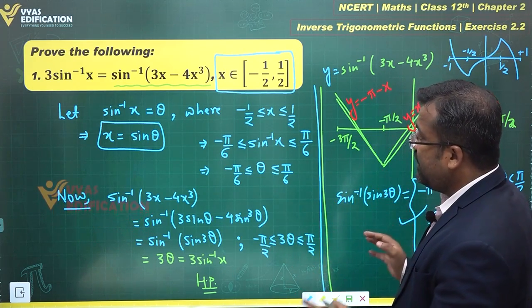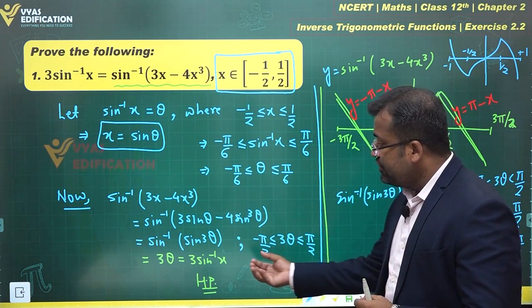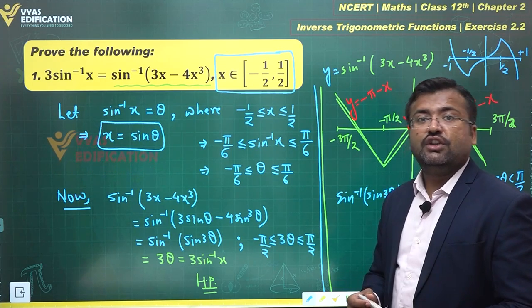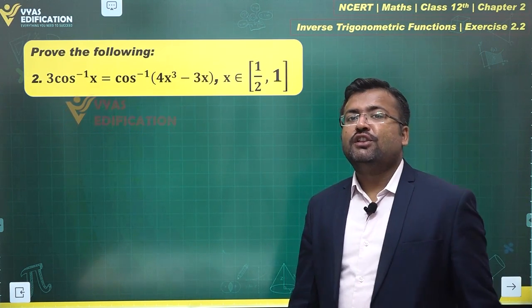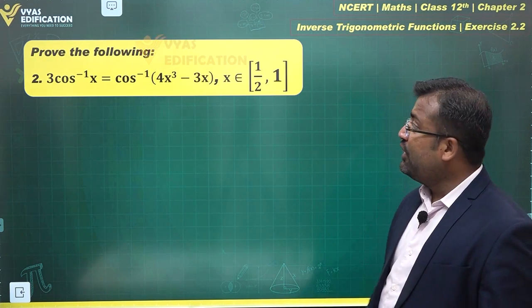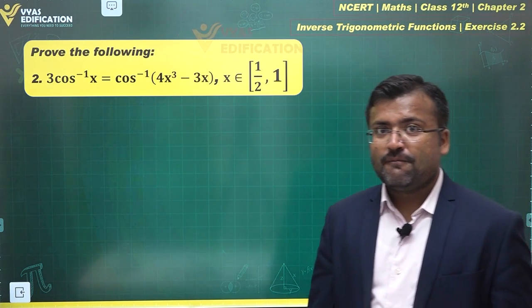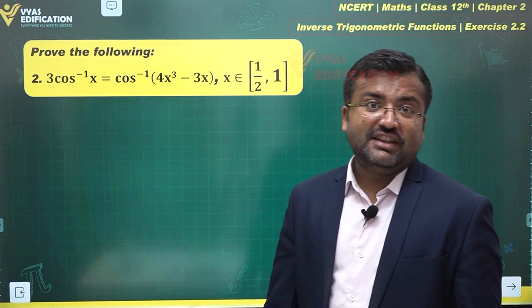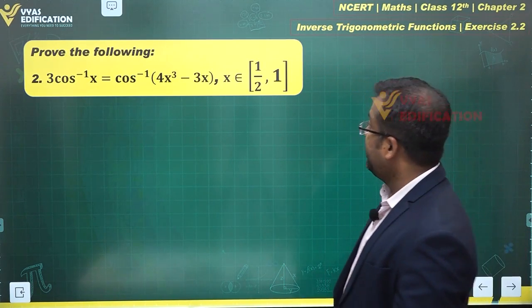So with all of this in our mind, the solution of this is clear. Let's move on to the next question. Let's solve this question next. 3 cos inverse x is equal to cos inverse of 4x cube minus 3x. And here also an interesting thing has been given, that is the values of x.